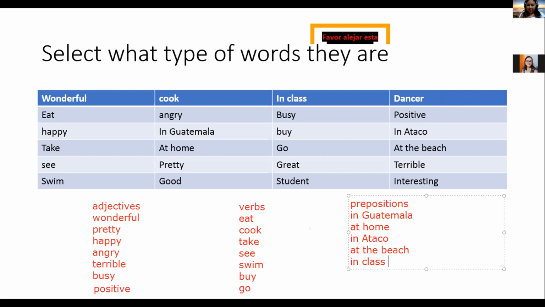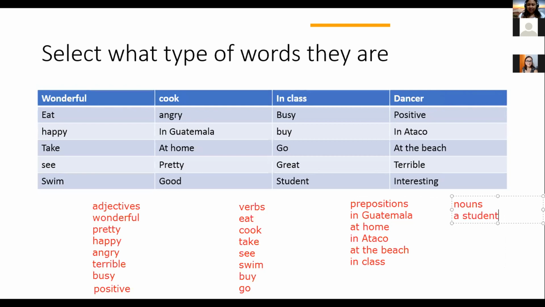We also had some nouns, right? I didn't ask you to write them in a column, but I saw some of you categorizing nouns as well. Let's do the nouns over here. What do we have for nouns? A student and a dancer. Teacher. Yes, tell me, what's your doubt?